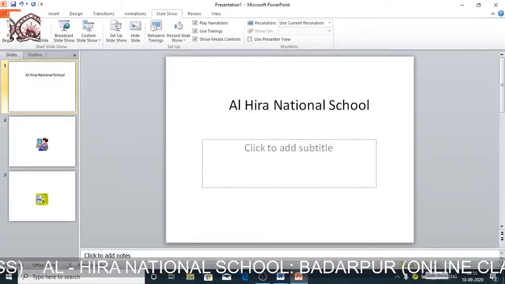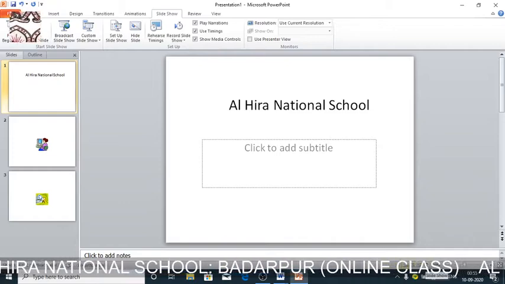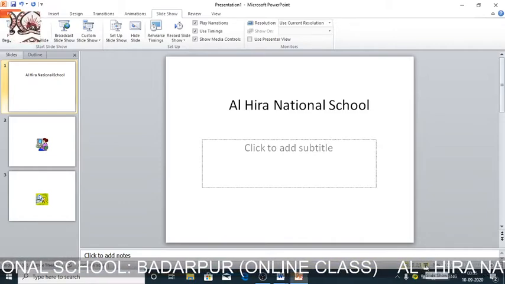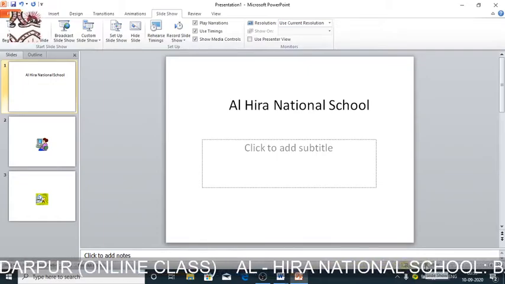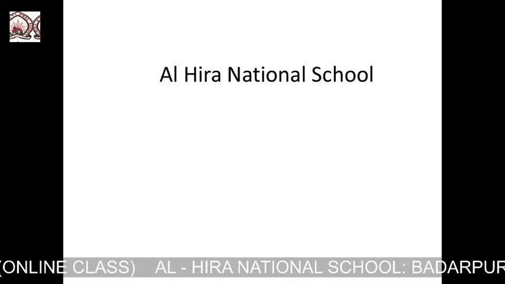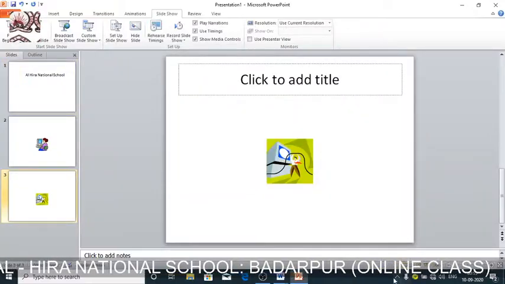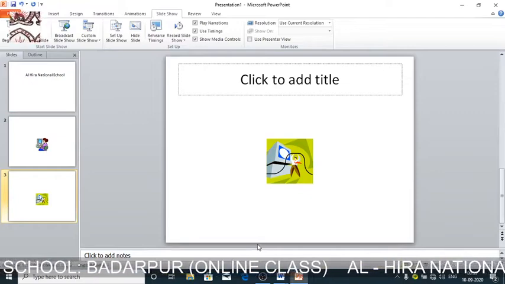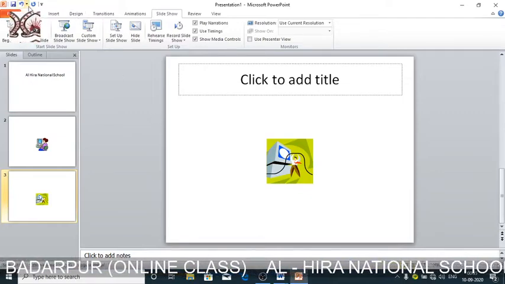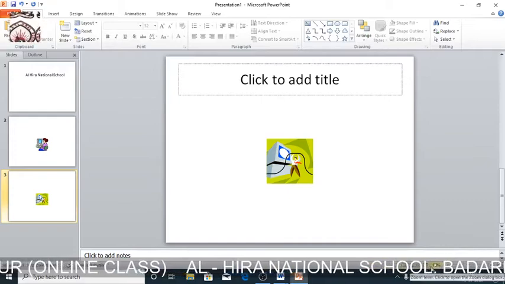Else you can press F5. When you press F5, the slideshow is shown. So how can you view the slideshow? We can view the slideshow in a number of ways, by pressing F5, or by pressing the slideshow option, which is at the bottom of the screen.